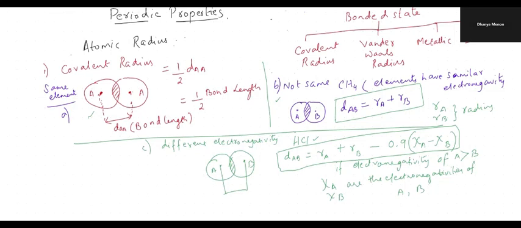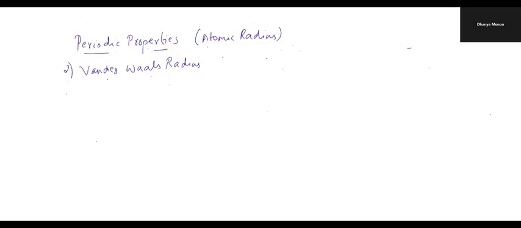Now we move on to the next case. The next type of radius is the van der Waals radius. Now, van der Waals radius is for molecules or atoms that do not form any bond. For example, in case of two hydrogen molecules, there is no bond formed, but they do attract each other. And that is why if they come closer, there are intermolecular forces of attraction.